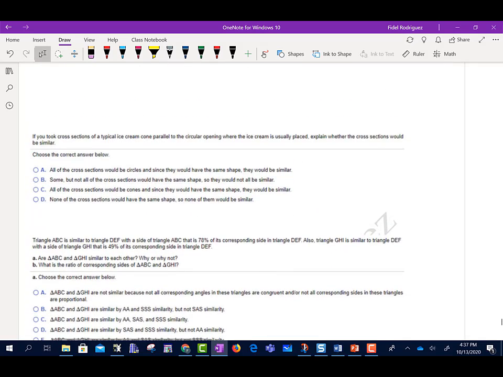And it says, if you took cross sections of a typical ice cream cone, parallel to the circular opening where the ice cream is usually packed, explain whether the cross sections would be similar. Okay, so let's think about an ice cream cone, like the old school ones, like a raspa. And it says now we're going to take cross sections parallel to the circular opening. So we kind of cut this paper thin, right, like that.